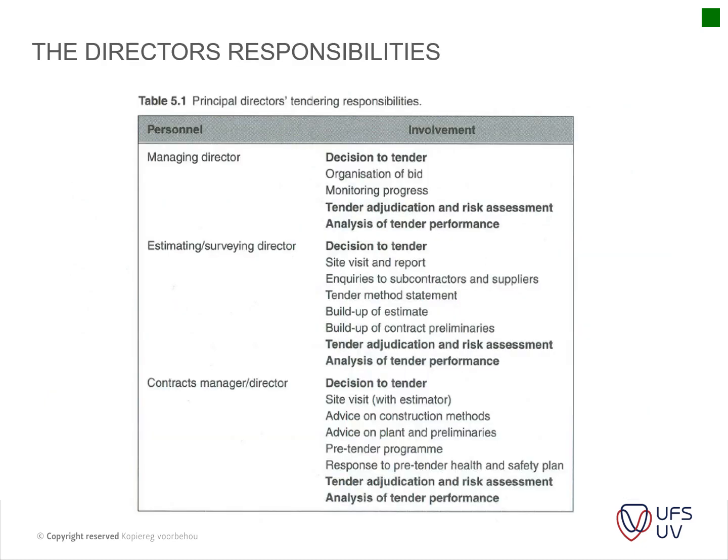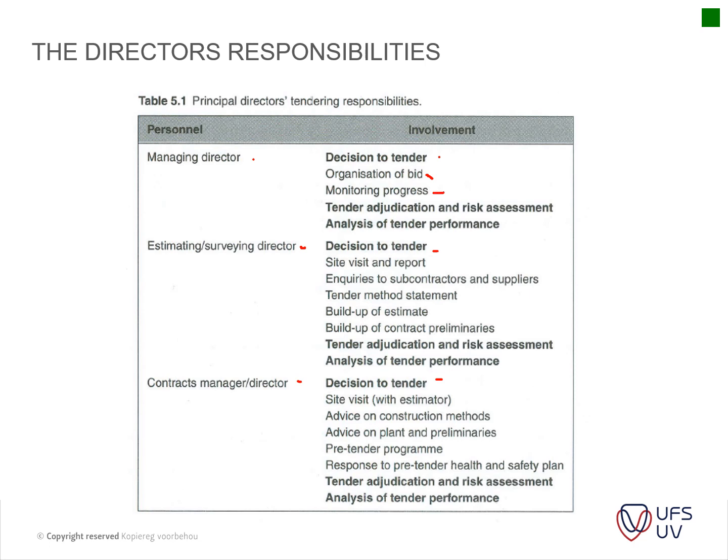Okay, then we get into our principal director's tendering procedures, and this is a very important slide to look at, table 5.1. So you've got your managing director, your estimator, estimating surveying director and your contracts manager, and you will see that you've got a decision to tender at the top of all of these items. So your managing director usually organizes everyone to do a bid or tender document if they need to.